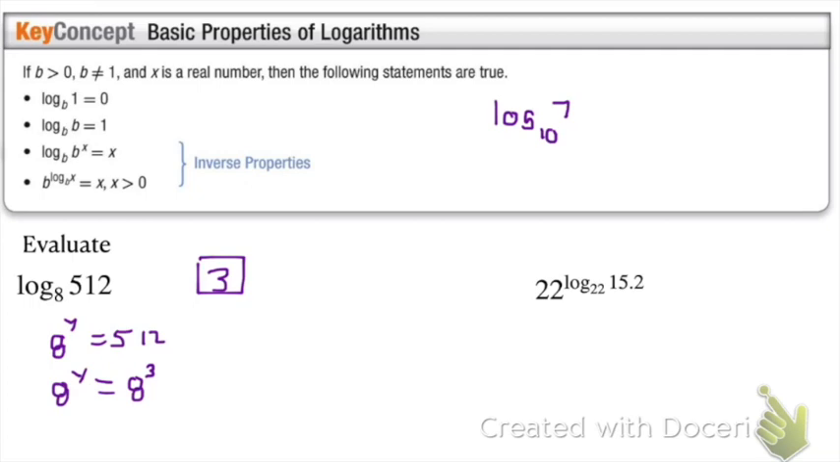All right, so we have 22 raised to the log base 22 of 15.2. For this one, we can use our inverse property, and we find that we get 15.2. The base 22 and log base 22 wipe each other out, leaving just the argument 15.2. These inverse properties come in very, very handy later.